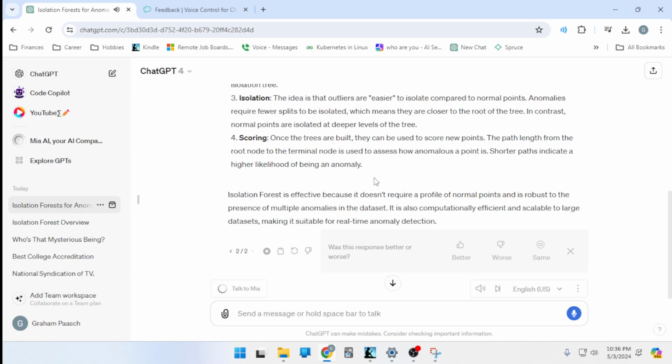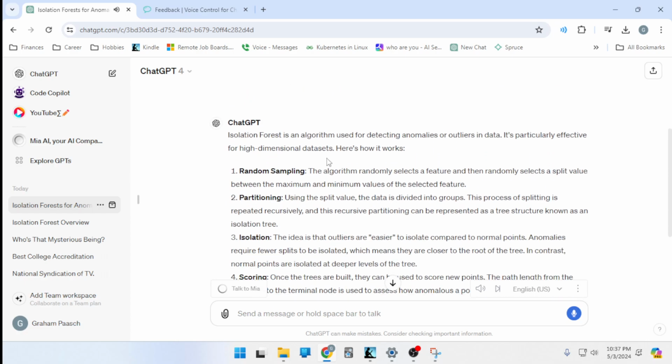Isolation forest is an algorithm used for detecting anomalies or outliers in data. It's particularly effective for high-dimensional datasets. Here's how it works. 1. Random sampling. The algorithm randomly selects a feature and then randomly selects a split value between the maximum and minimum values of the selected feature.